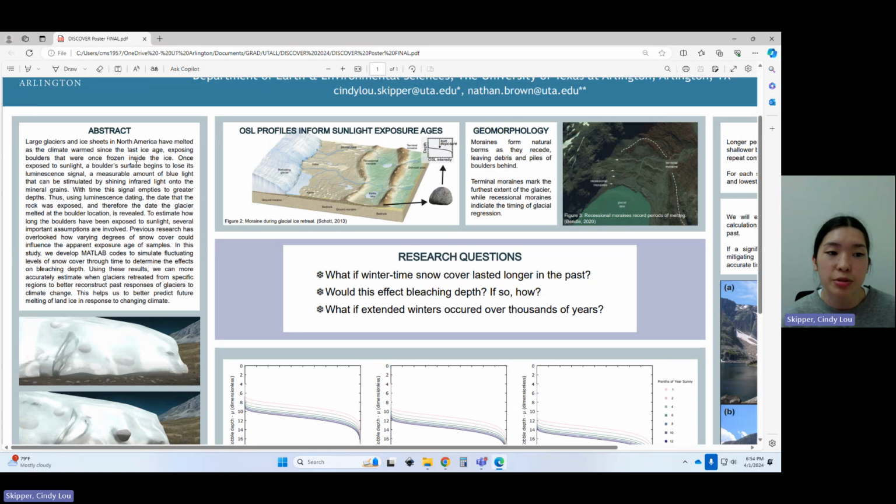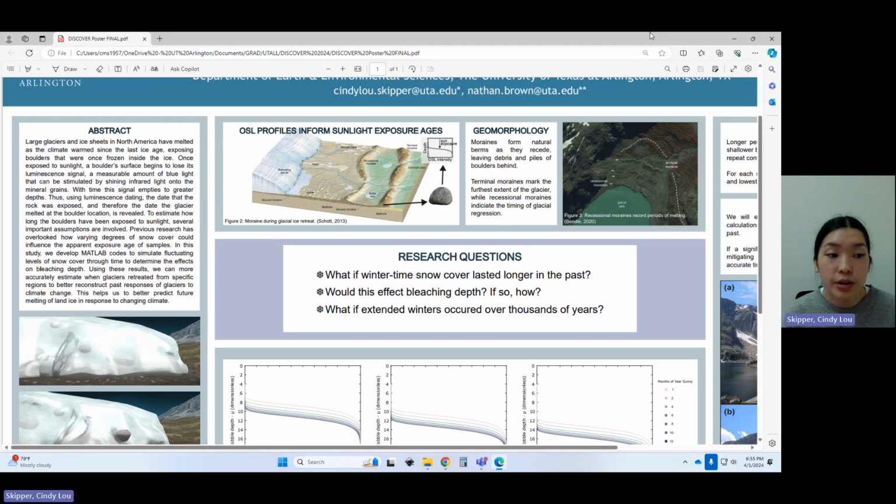Once exposed to light, the boulder surface begins to lose its luminescence signal, which is a measurable amount of blue light that can be stimulated by shining infrared light onto mineral grains such as quartz or K-feldspar. With time, the signal empties to greater depths within the boulder. Using luminescence dating, we can find the date that the rock was exposed and therefore the date that the glacier melted at the location. To estimate how long the boulders have been exposed to sunlight, several important assumptions are involved, which previous research has overlooked.